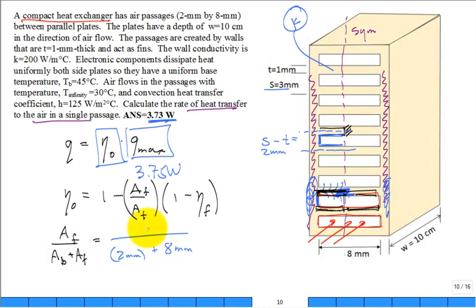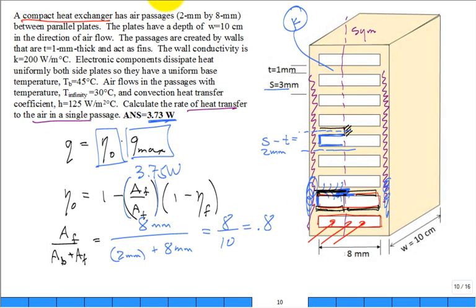And then what is that? 8 millimeter. Now you can multiply by the W, but the W's cancel, the numerator and denominator. So this turns out to be 8 over 10, 0.8, 80%. So that's what this term right here is in our equation, 0.8.